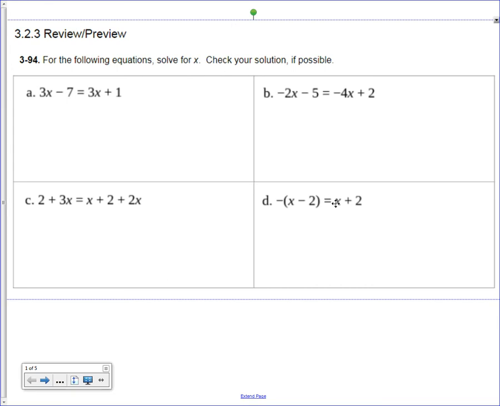Okay, here are the answers for the 323 review preview. For the first problem on 94, you need to solve for x and check if possible. So in the first one, I'm going to first subtract 3x from both sides. They both cancel out, so I get negative 7 equals 1, which is not true, so it's no solution.